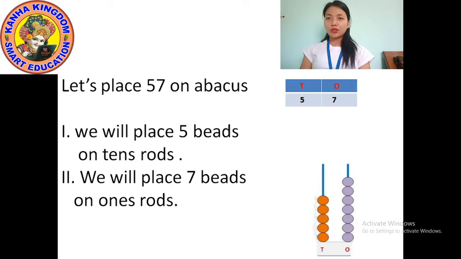See the picture of the abacus representing the number 57. In the ones rod there are 7 beads and in the tens rod there are 5 beads. So this abacus is representing the number 57.